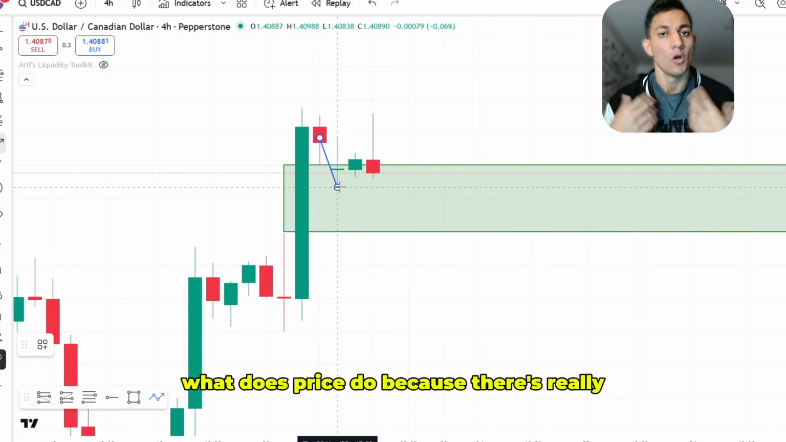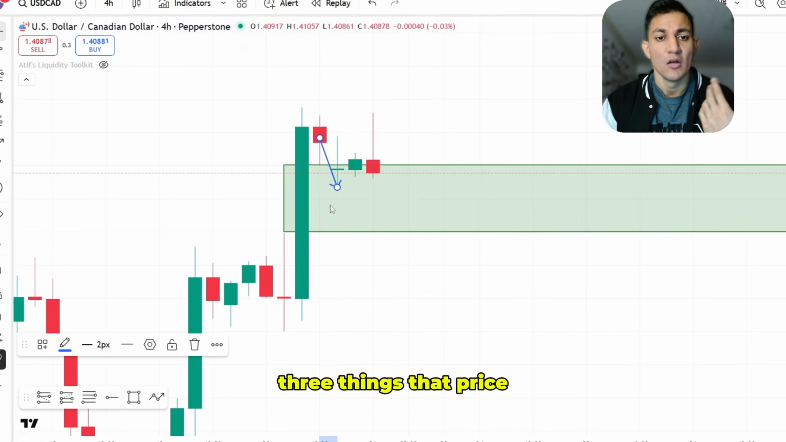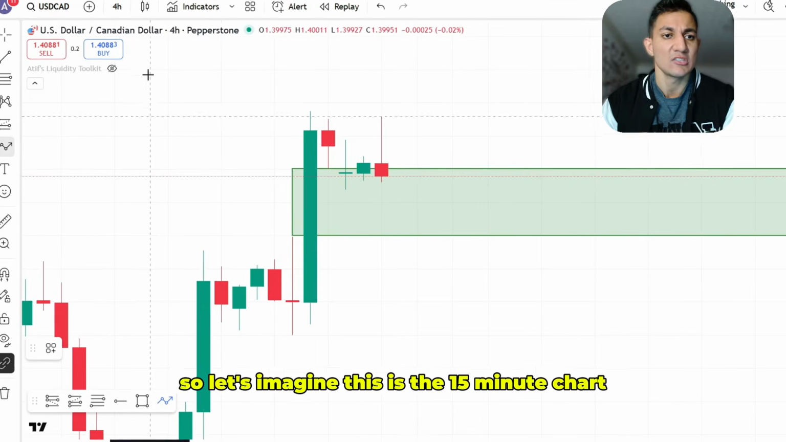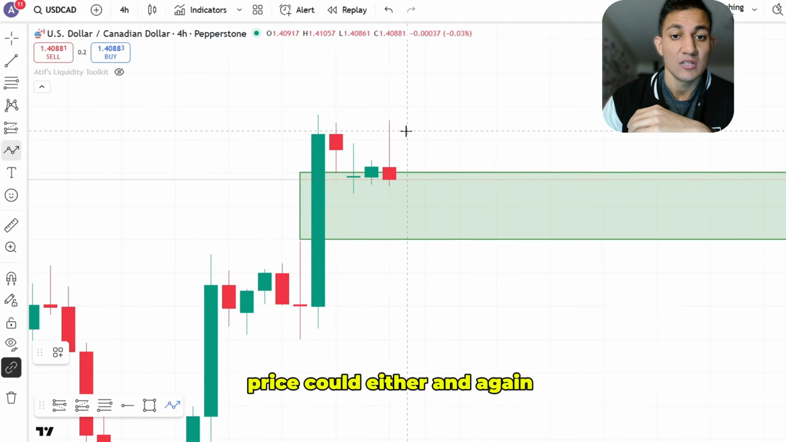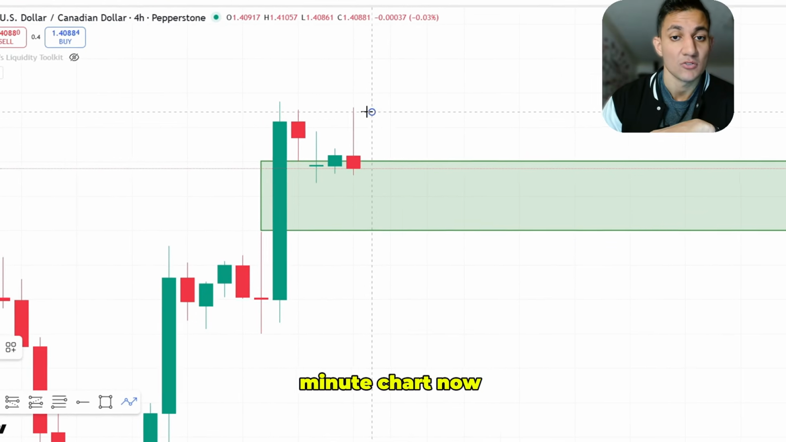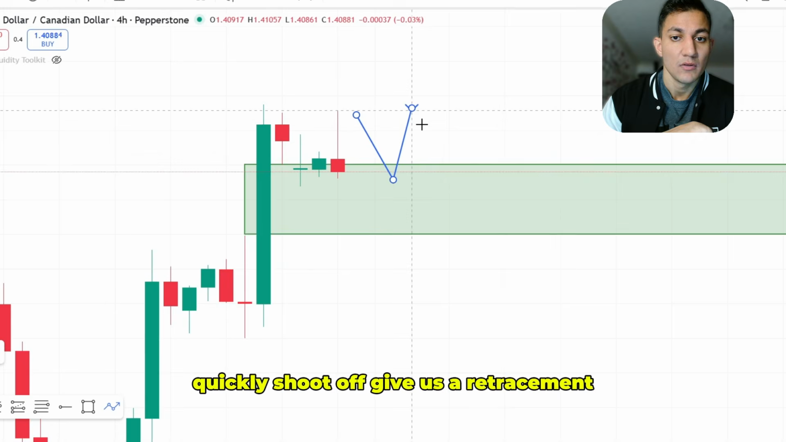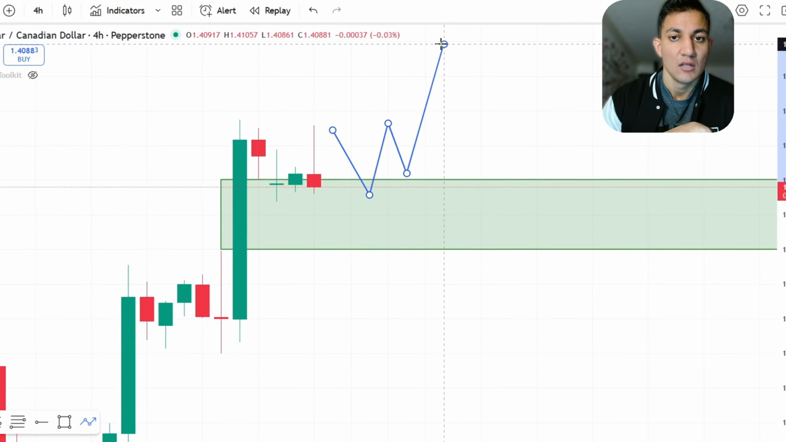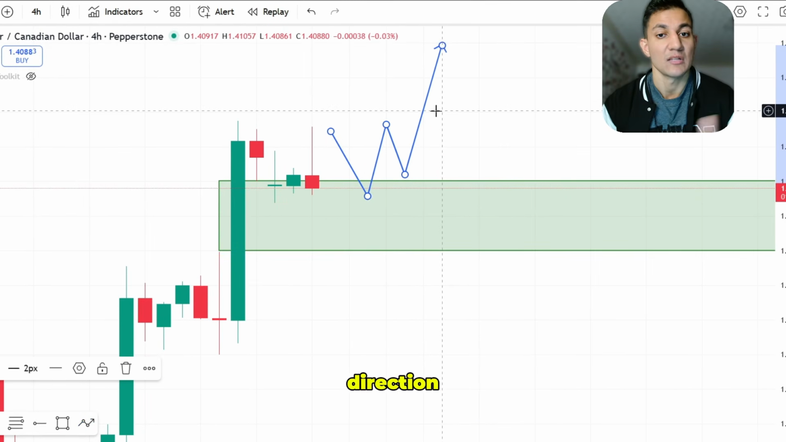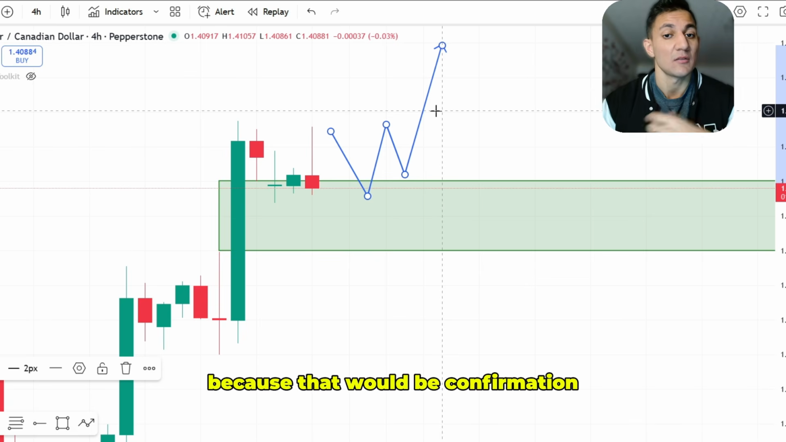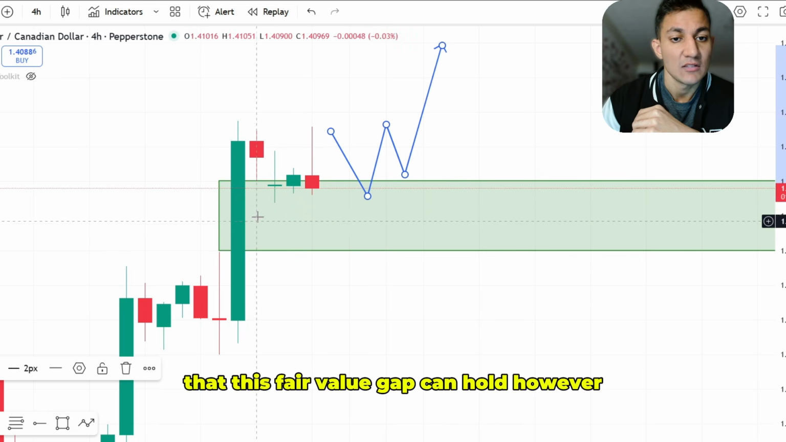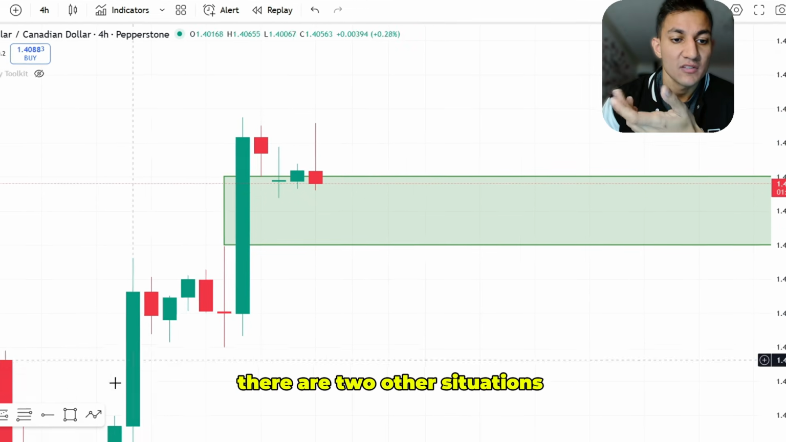And then we want to see what price does, because there's really 3 things that price can do. So let's imagine this is the 15-minute chart. Price could hit the fair value gap, quickly shoot off, give us a retracement, and then go up in the opposite direction. That right there would be great, because that would be confirmation that this fair value gap can hold. However, there are 2 other situations that can happen.